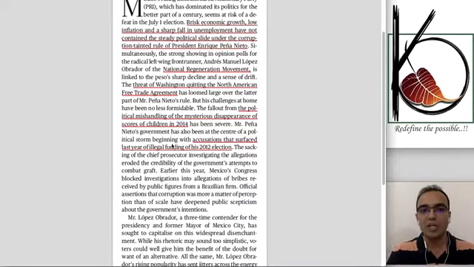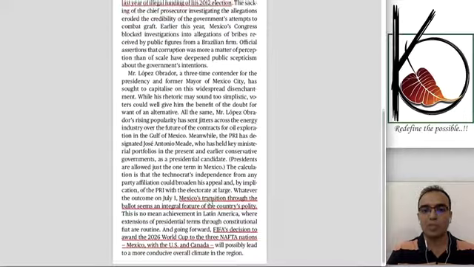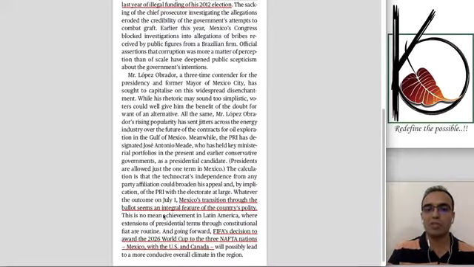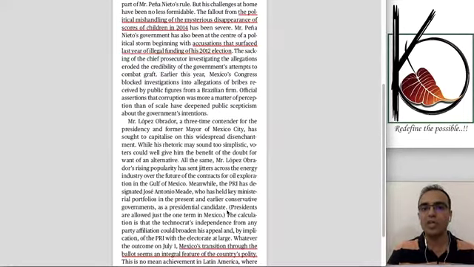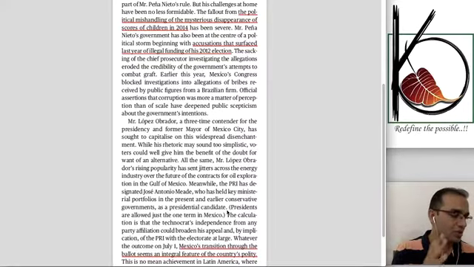Here it has been mentioned that the biggest plus point, that Mexico's transition through the ballot seems an integral feature of the country's polity, is no mean achievement in Latin America, where dictatorships are very common. So the point is, this has been the strongest point of Indian democracy too, that those in power have an equal chance of losing elections, right? So this is a defining feature of democracy which is celebrated.